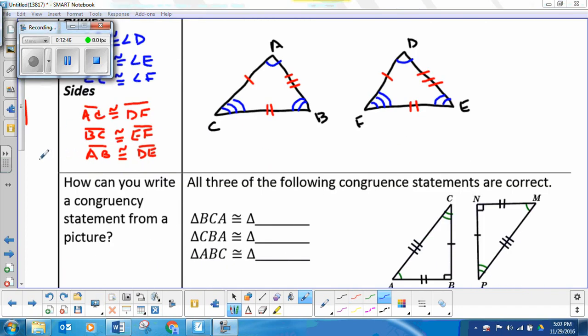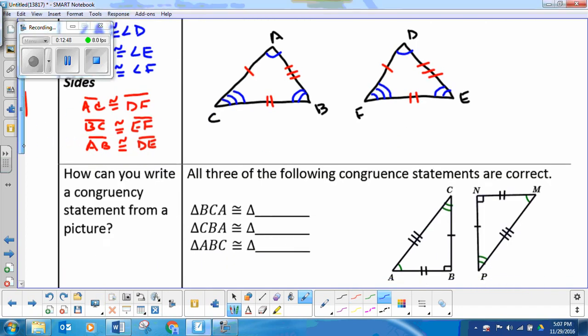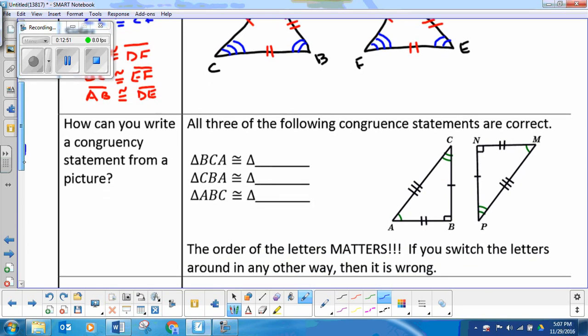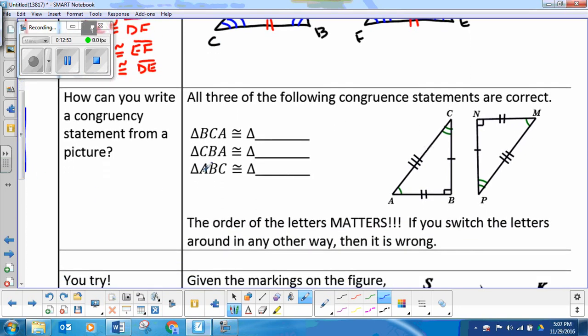Okay, so now that we have marked our sides and angles based on congruency, how can we write our own congruency statement from a picture? So we're going to write 3 congruency statements based on these 2 triangles, and they will all be correct, but we have to follow the path based on the letters in the order they give us. And what I mean by that is, for the first one we have triangle BCA, and here's BCA. We've got to follow the same path of the markings on this other triangle to come up with the way the letters are going to roll.